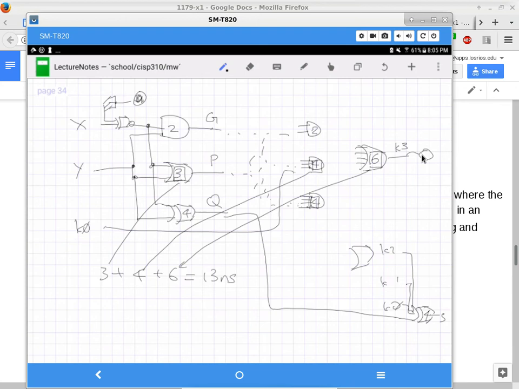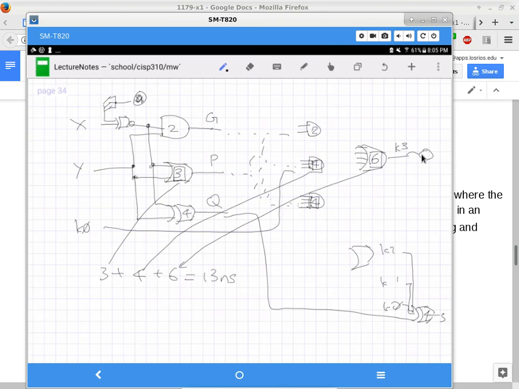No, K3 is, I'm just interested in how long it takes for K3 to become valid. That's just what the question is asking. So you're basically just asking what's the slowest path to K3, right? Yes, but based on the optimal design and also based on the fact that you can only use two input gates.